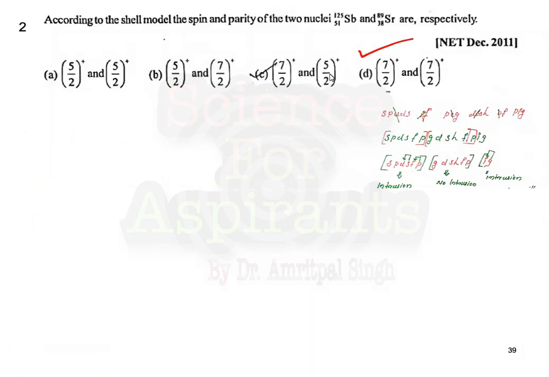So try this question, then we will see whether you can solve it or not. Students, try it. Then I will explain. You have 2 minutes to try to find whether you are able to get the value 7/2 plus or not.